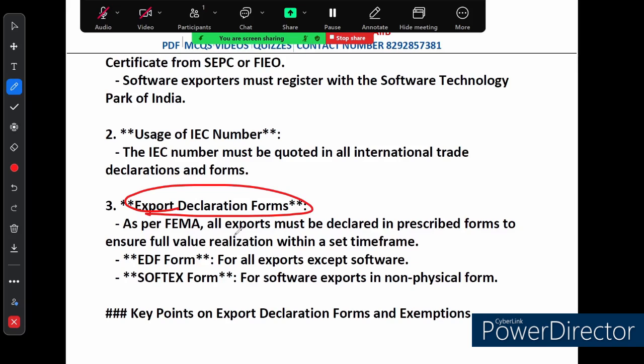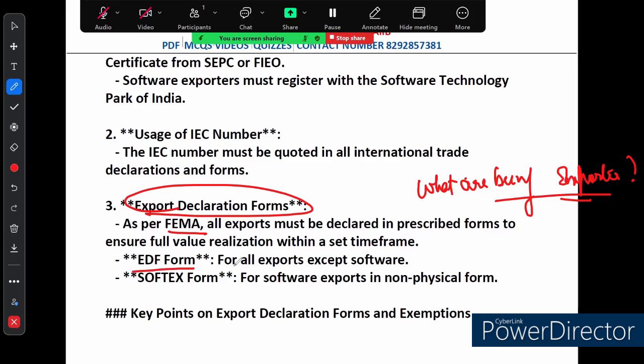According to FEMA, that is the Foreign Exchange Management Act, every exporter has to declare what they are exporting. So the main thing is what they are exporting. So this you have to mention, right? To make sure that you receive the full value of the goods and services within a specific time. So there are two key forms you need to know about.